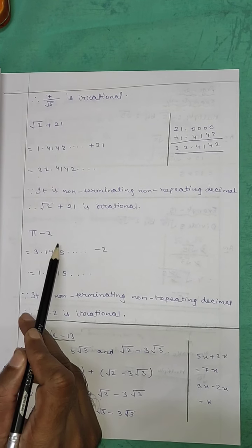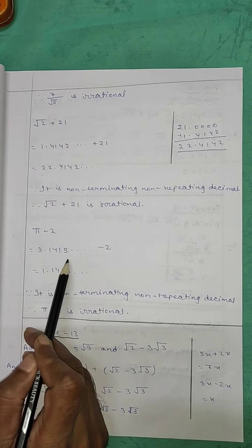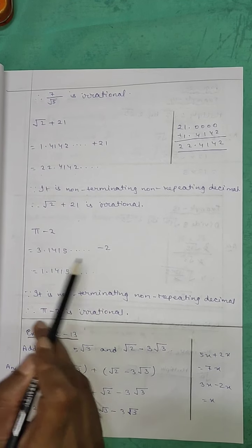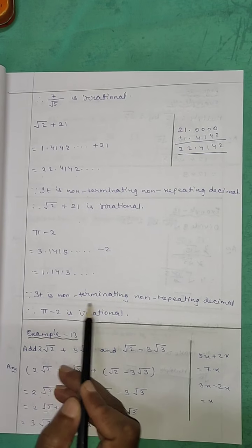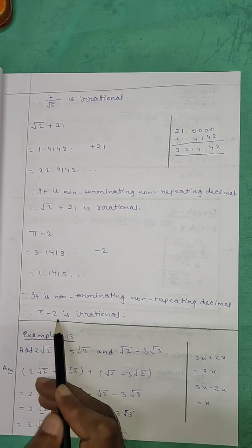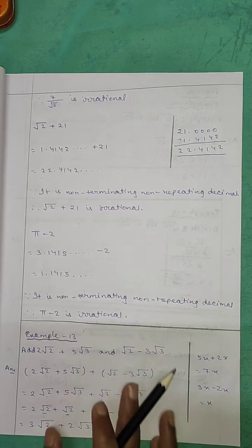Next one, pi minus 2. Value of pi 3.1415 dot dot dot minus 2. You can subtract. You will be getting 1.1415 dot dot. This also is non-terminating, non-repeating. So pi minus 2 is also an irrational number.